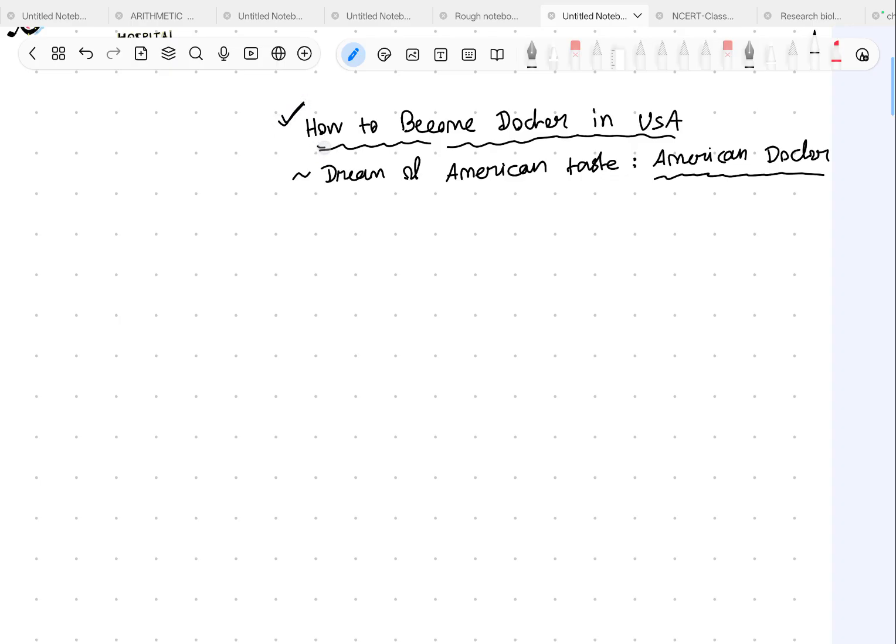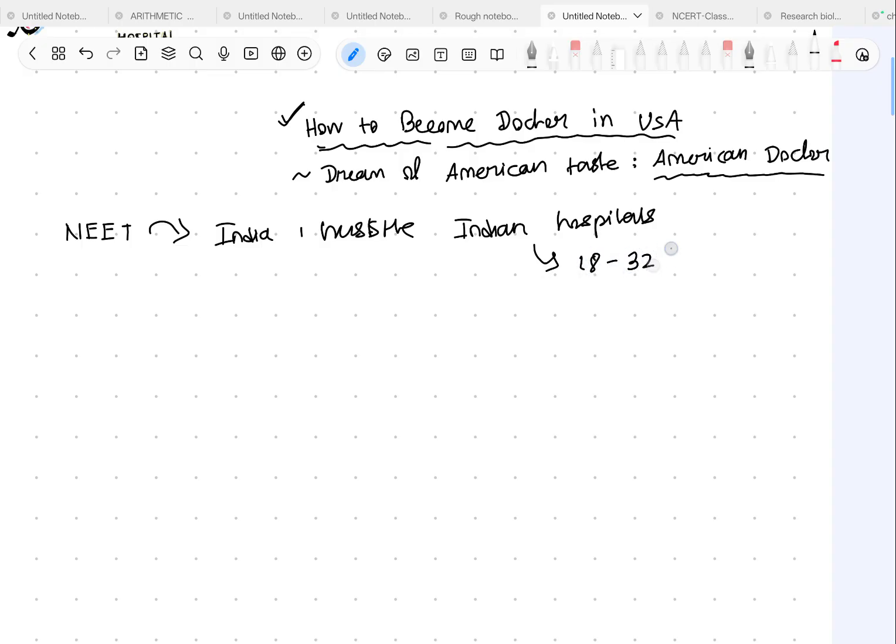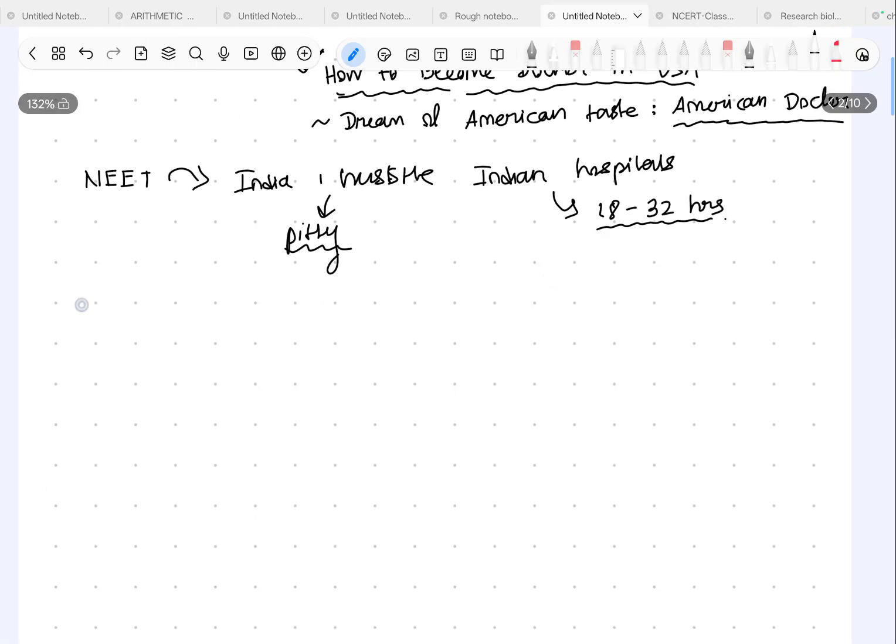Okay, so it is not the only goal that you have to clear the NEET and become a doctor in India and suffer the hustle of Indian hospitals. The work of 18 hours or even 32 hours, you have to suffer it, and also get only a petty allowance at the end of the month. But it is not the same in USA.